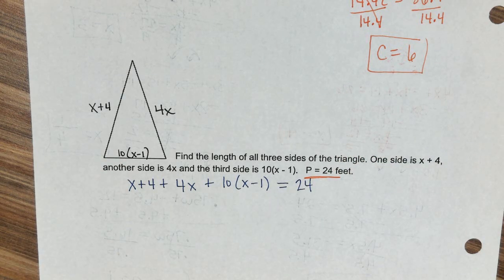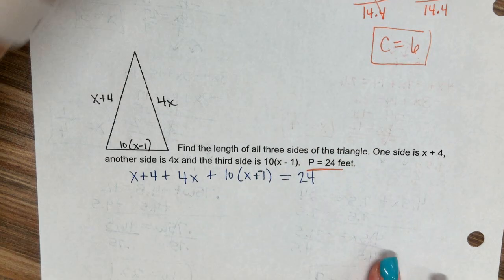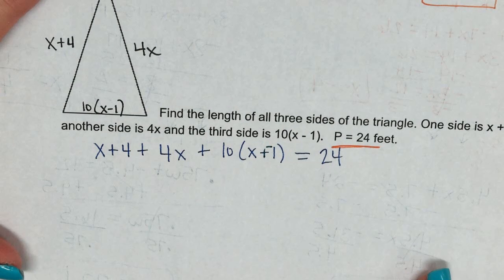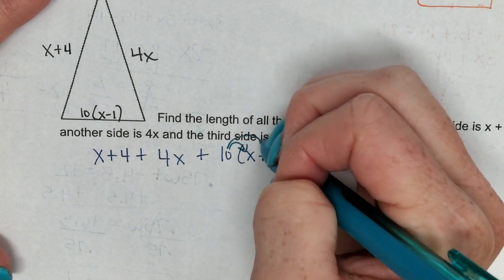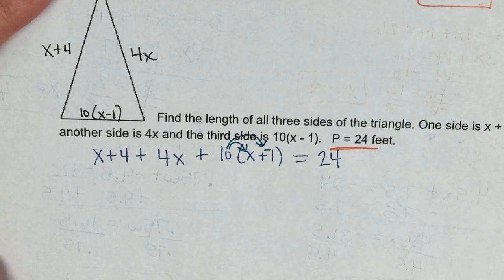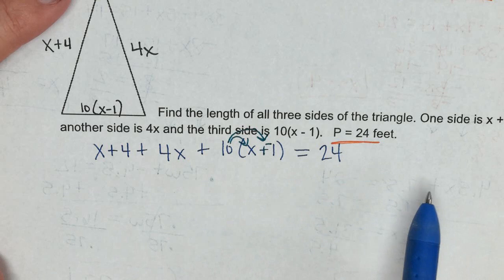Isn't this what our lesson's all about today? What am I going to do first? Parentheses. So first I have to distribute the 10. So 10 goes to x and 10 goes to negative 1. I'm just going to write this stuff down before I distribute.